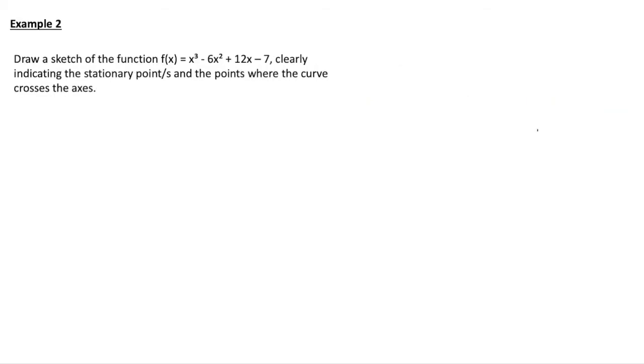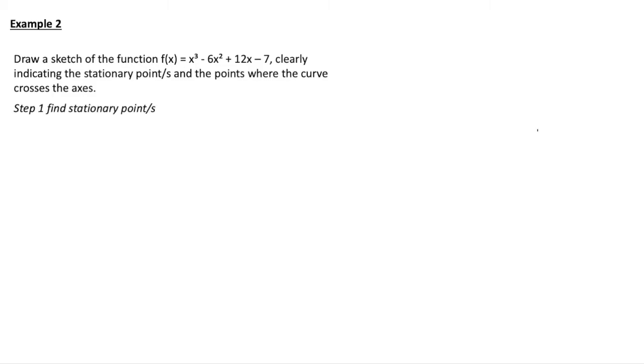Okay, let's have a look at another example. Draw a sketch of the function f of x equals x cubed minus 6x squared plus 12x minus 7, clearly indicating the stationary point or points and the points where the curve crosses the axes.